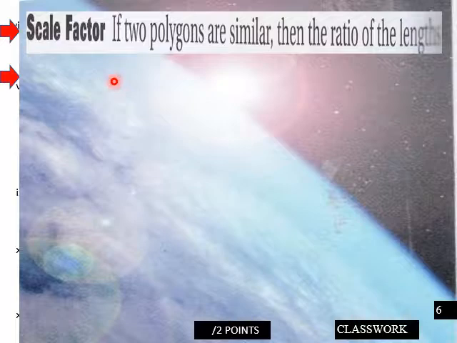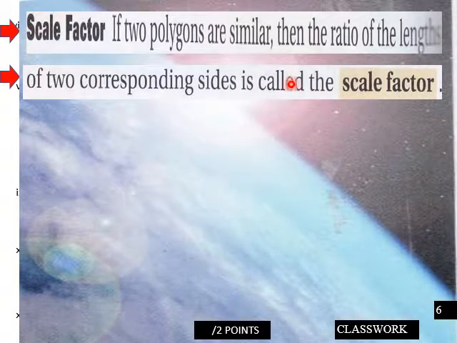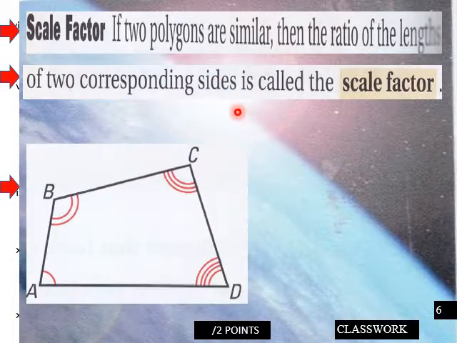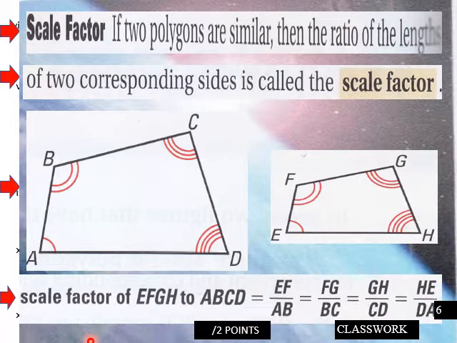Okay, scale factor. Here's your notes for your definition, terminology. If two polygons are similar, the ratio of the lengths of two corresponding sides is called the scale factor. So we have angles here that are congruent with each other. The scale factor of the first figure to ABCD would be here. Then the ratio of the lengths of two corresponding sides is called the scale factor. So one of these, if they're similar, will be equal to the rest of these.